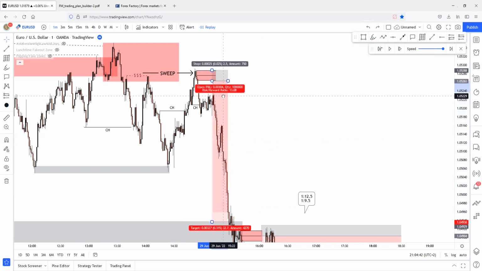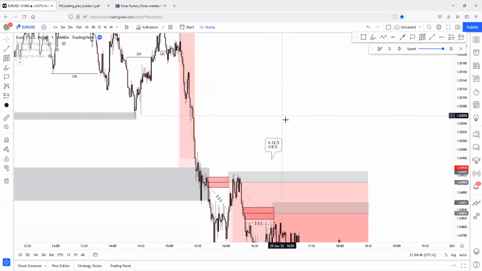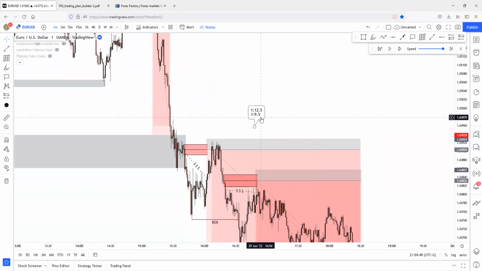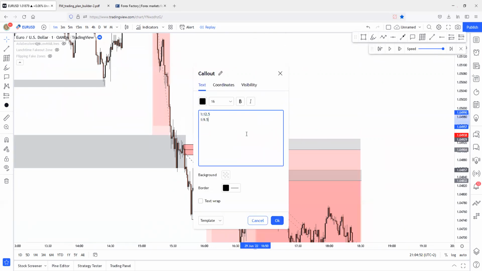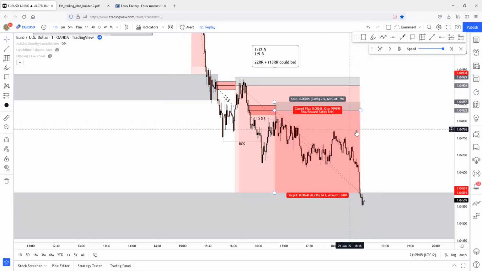So technically, this could have been a 1 to 13 risk-to-reward ratio for us, but it has been a miss for us. And here we just booked, I can count, a 22 risk-to-reward ratio. So it was a 22 risk-to-reward ratio, plus the 13 that could have been. So yeah, it was a really good backtesting session with a really good day.